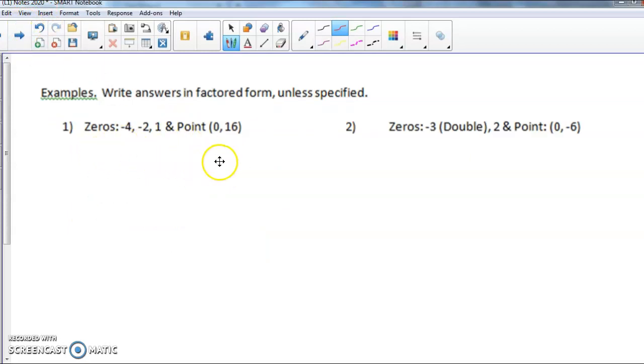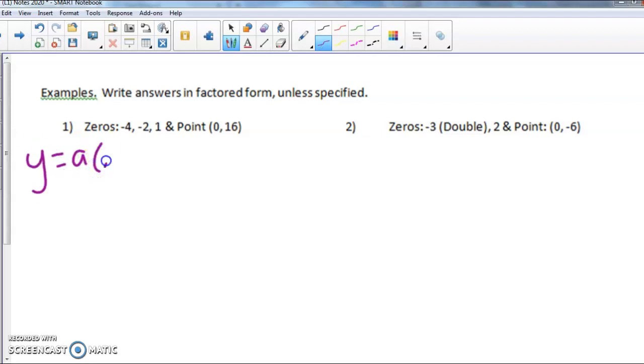So again, let's roll through this again. This time, instead of me giving you a graph and asking you to pick the zeros and the y-intercept off of the graph, I just gave you all the information. And it says we want to write the equation in factored form unless specified. So I'm going to start. If I know there are 3 zeros, I know this is a degree 3. And if I write this in factored form, it's going to look like y equals, I don't know a yet.